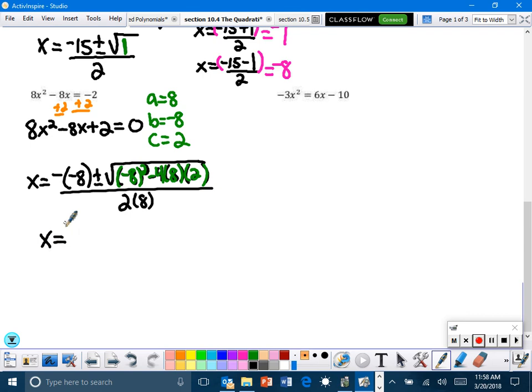x equals, now again I can get rid of parentheses. 2 negatives make a positive 8, plus or minus the square root of 0, all over 16. So the 0 is my discriminant.